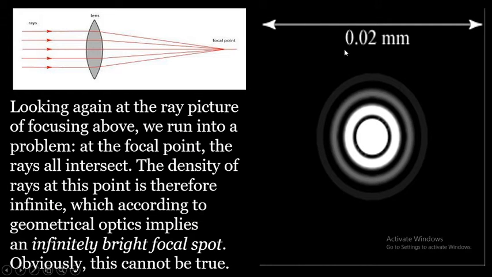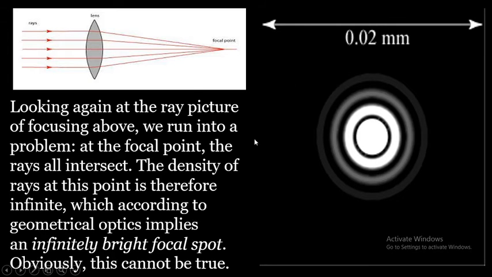But when you have a strong microscope, looking again at the ray picture focusing above, you run into a problem. At the focal point, the rays all intersect. Supposedly, if they intersect, there should be a point, correct? Because infinite rays intersect, therefore the density should be infinite. The density of the rays at this point is therefore infinite, which according to geometrical optics implies an infinitely bright focal spot. If we have infinite rays combined, therefore we have an infinitely bright spot, correct? However, this cannot be true.